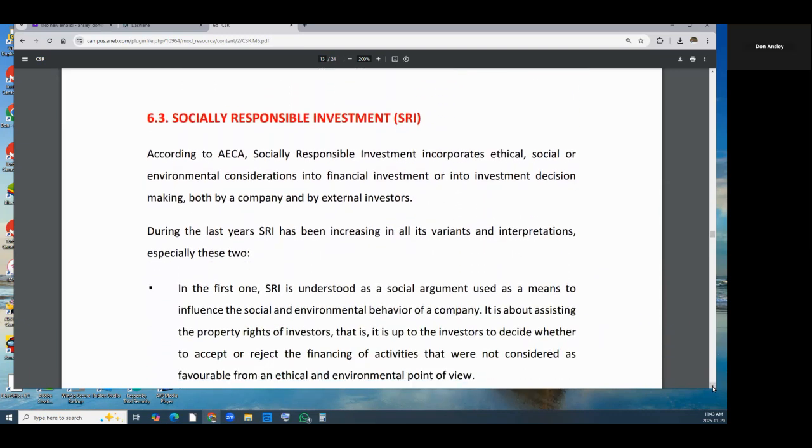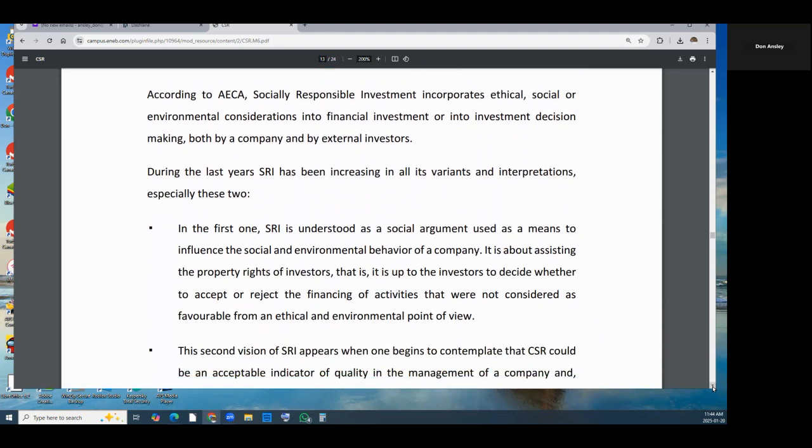Now we come to socially responsible investment. According to the AEC, socially responsible investment incorporates ethical, social, and environmental considerations in financial investment or in investment decision making, both by a company or external investors. During the last year, socially responsible investment has become increasingly important in all of its variants and interpretations, especially these two.